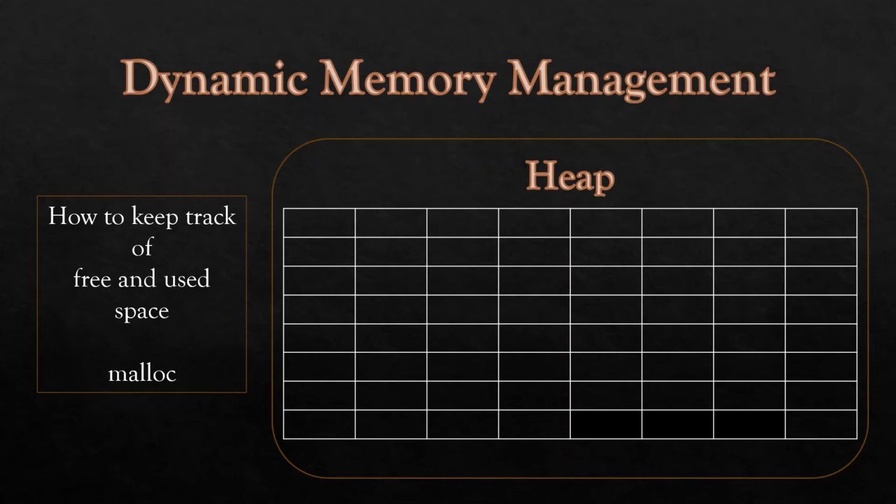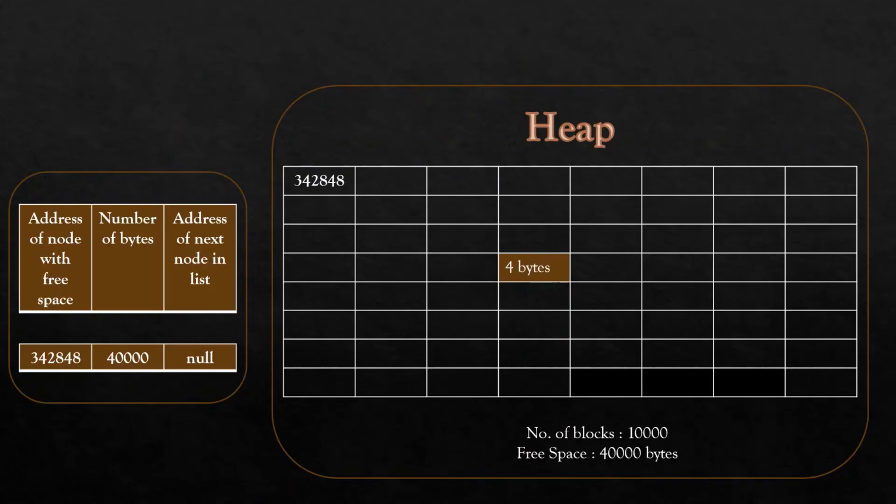A good place to apply a linked list is dynamic memory management, where we can make use of a linked list to keep track of the free and the used spaces. When we execute a malloc statement, it takes blocks of elements from the part of the memory called the heap. For the purpose of illustration, let us assume that the heap is composed of 1000 blocks, each accommodating 4 bytes of data. So the amount of free space at our disposal is 4,000 bytes. And the starting address of the heap is at the location 342848.